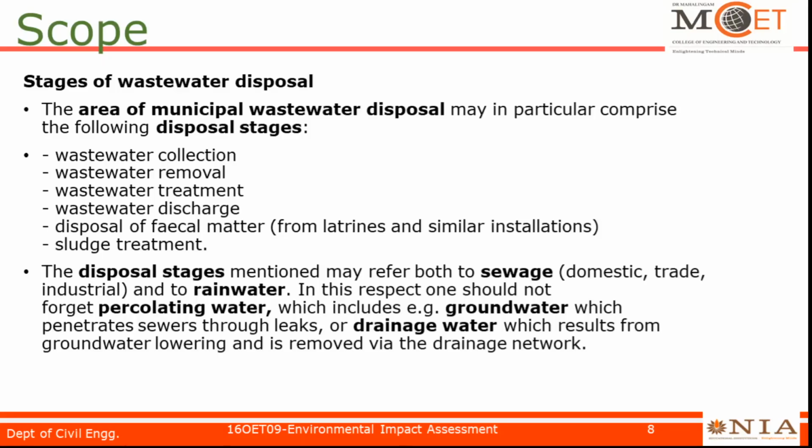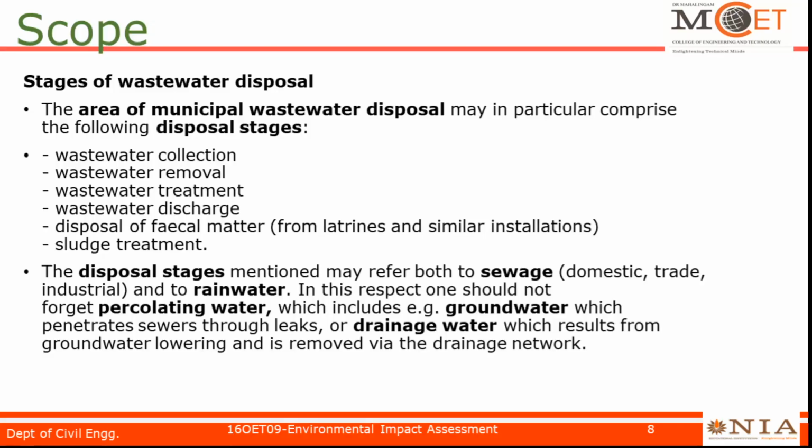Stages of wastewater disposal. The area of municipal wastewater disposal may in particular comprise the following stages. One is wastewater collection, second is removal, third is treatment, fourth is discharge, fifth is disposal of fecal matter, and last is sludge treatment. What is sludge? Sludge is the solid substance that is left behind after dewatering of the liquid substance, right? From the wastewater, if you dewater the liquid substances, you will get some solid matter, which is nothing but sludge. Generally, the sludge will be dumped on open lands for natural decaying and drying, right?